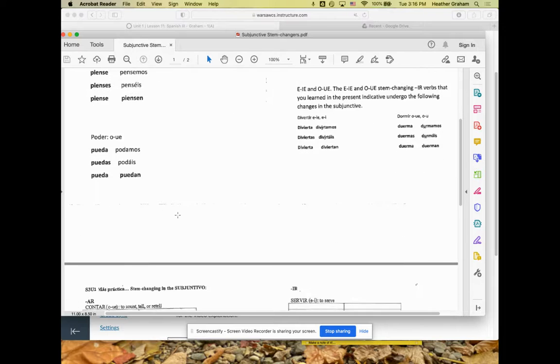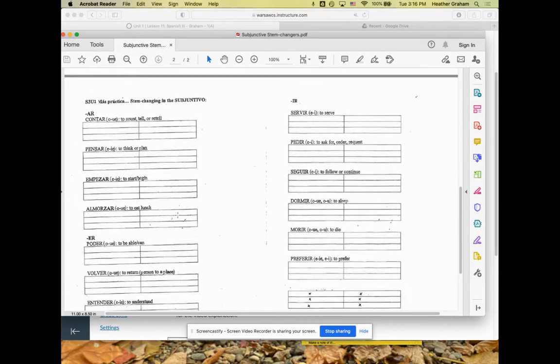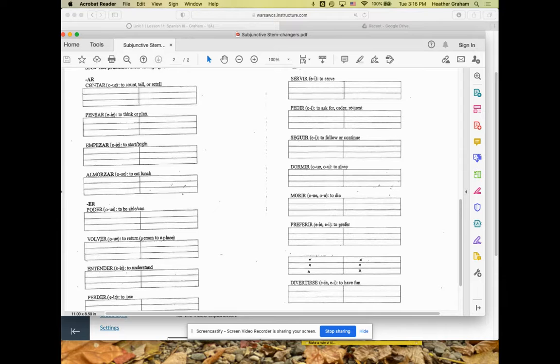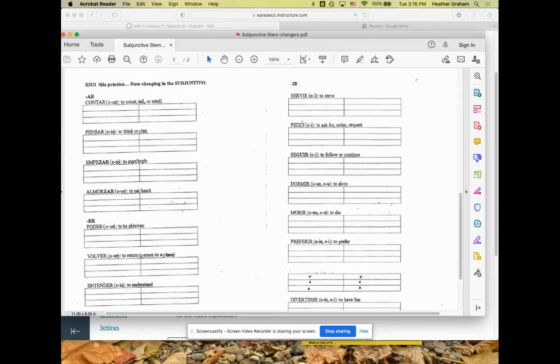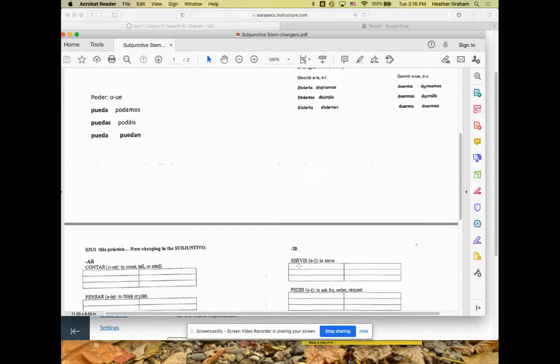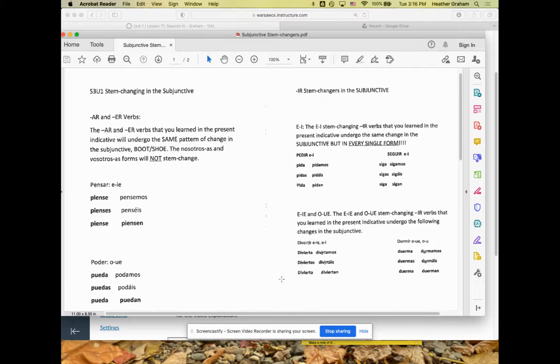In your handout, it's going to ask you to stem change easy verbs that we've done in the past, like contar, pensar, empezar. Notice that on empezar and almorzar, they're going to change Z to C as well throughout the entirety of the conjugation. So these ones are pretty straightforward. We've seen them before. It's really these ones over here, the IR stem change, that are difficult because they do a double stem change.